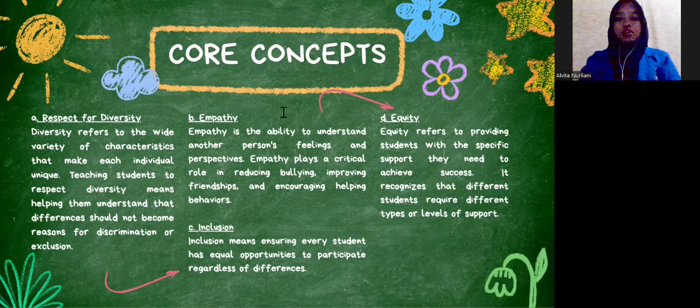Next is inclusion. It means ensuring every student has equal opportunities to participate regardless of differences. And last is equity. It recognizes that fair doesn't always mean equal. It means giving each individual student the specific support they need to succeed.